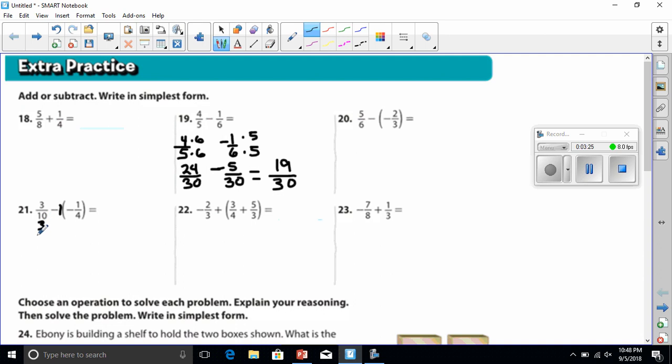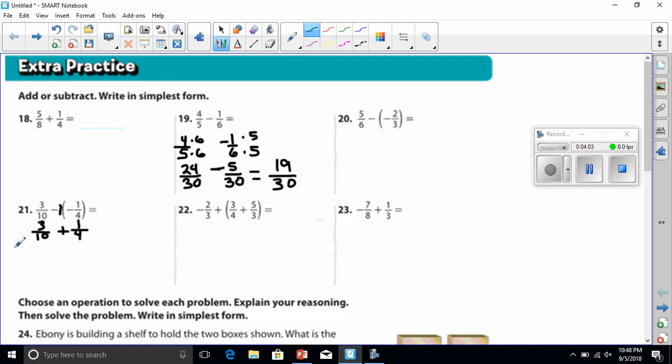3/10 plus 1/4. But again, the denominators are not the same. They're unlike fractions, which means I've got to find a way to make them alike. Let's start with 10. Well, 10 times 1, can 4 go into that? No. 10 times 2 is 20. Can 4 go into 20? Yes. 5 times 4 is 20. So we're going to remember that we could take 10 times 2 and get 20, and 4 times 5 and get 20. So let's work from that.